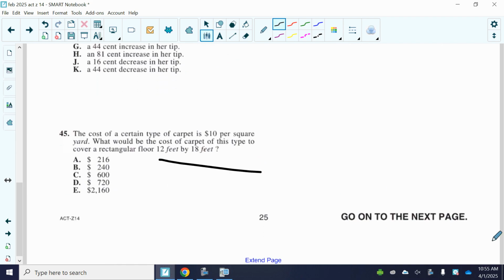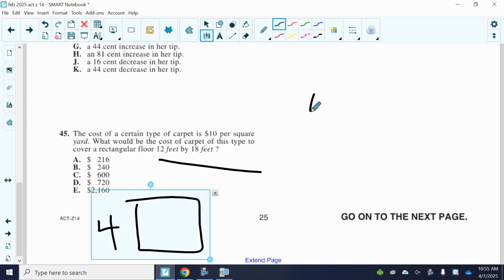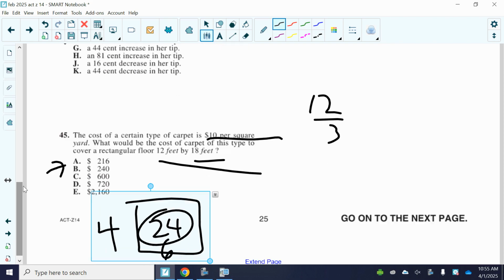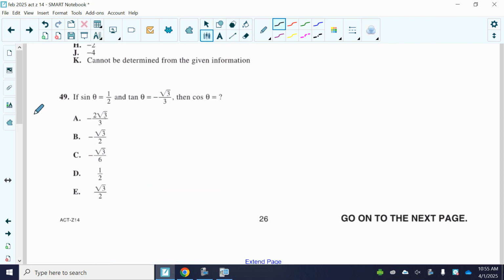Change. 12 feet is not 12 feet, it's 4 yards, huh? And 18 is not 18, it's 6 yards. 6 times 4 is 24. And how much am I paying? $10 per square yard. So the answer is 240. Sometimes they get pretty basic at the end, and sometimes they get downright ugly.